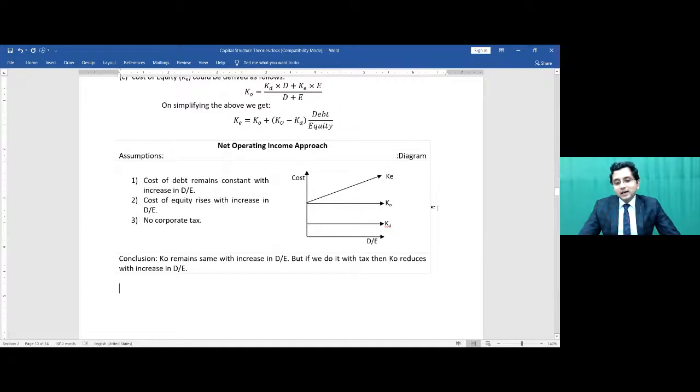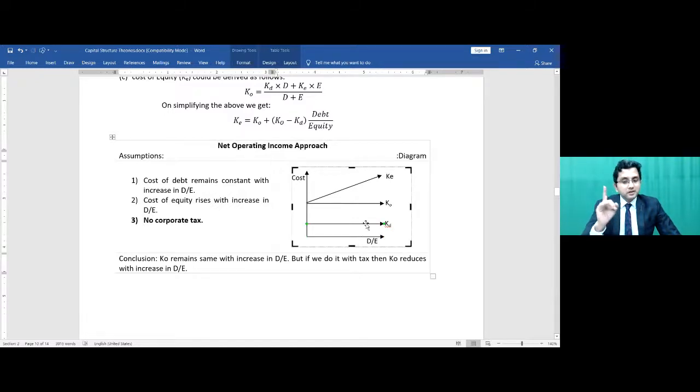Rather than going through an example, now I'm giving you the net operating income approach with an assumption that there is no corporate tax. What does it say? That KD is constant with increase in amount of debt. Mind it, now I'm talking without income tax, I'm talking net operating income approach. With increase in debt equity ratio, KD will remain constant. This is one assumption. But a more important assumption is here. With increase in debt equity ratio, cost of equity also increases.